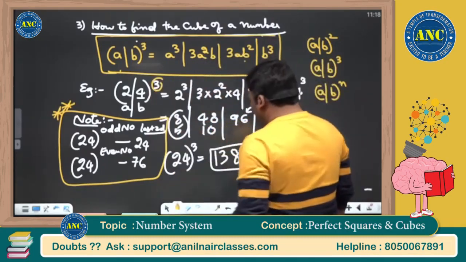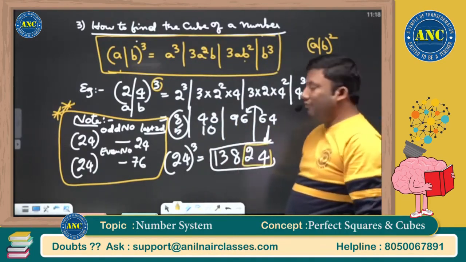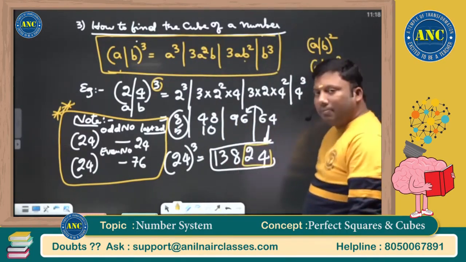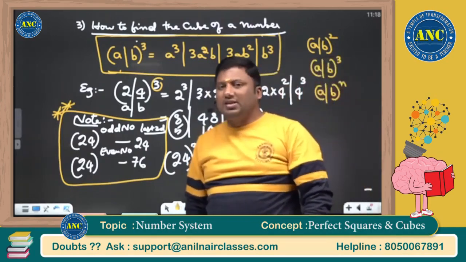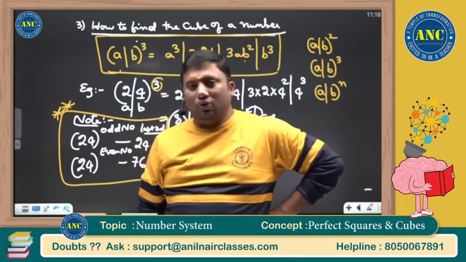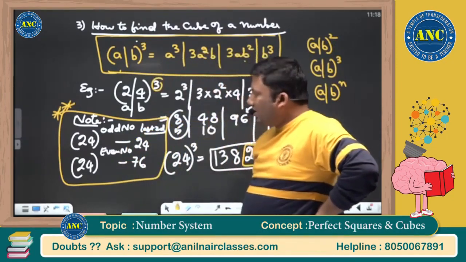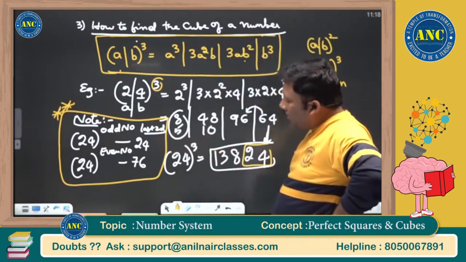3 is an odd number. 24 power odd number, last 2 digits is nothing but 24. For example, 24 power 137, last 2 digits is 24. 24 power 352, 352 is an even number, so last 2 digits will be 76. Just make a note of this.